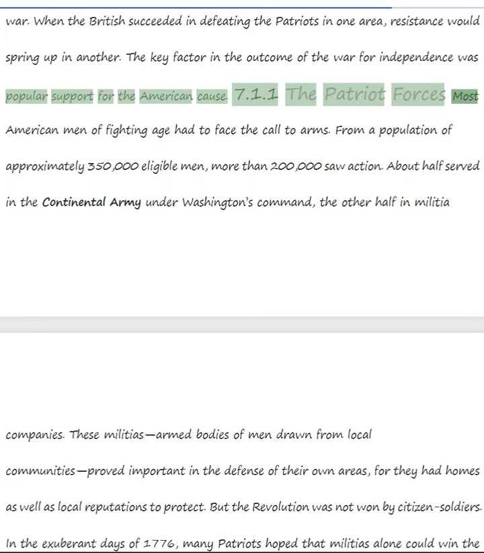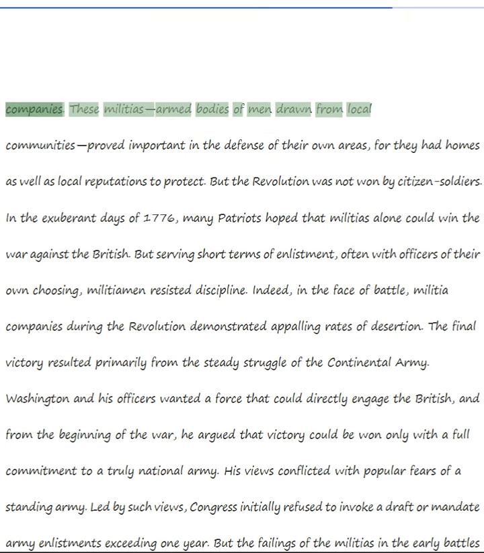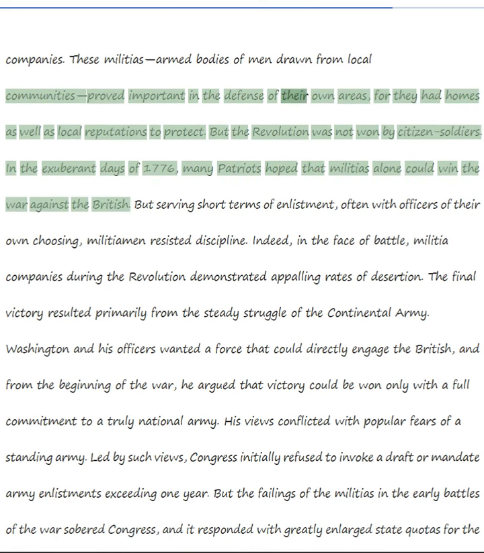7.1.1 The Patriot Forces. Most American men of fighting age had to face the call to arms. From a population of approximately 350,000 eligible men, more than 200,000 saw action. About half served in the Continental Army under Washington's command, the other half in militia companies. These militias, armed bodies of men drawn from local communities, proved important in the defense of their own areas, for they had homes as well as local reputations to protect. But the revolution was not won by citizen soldiers.